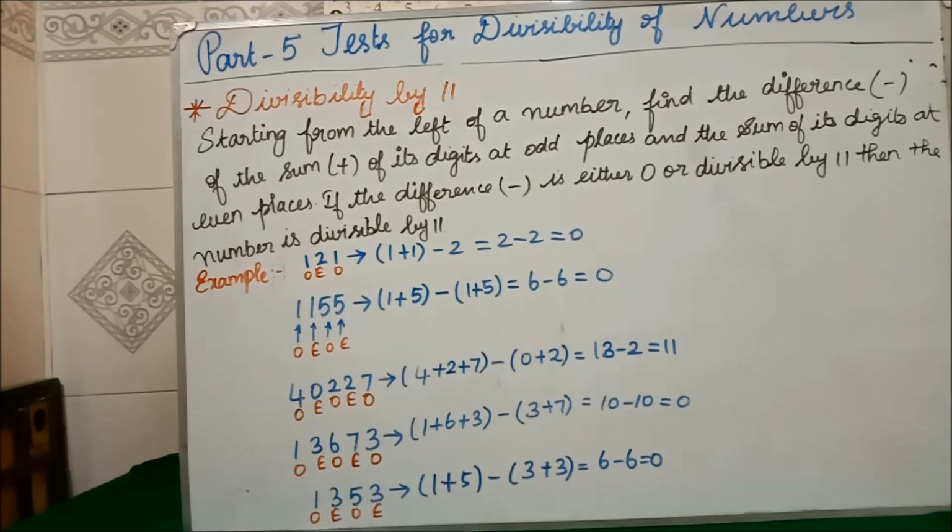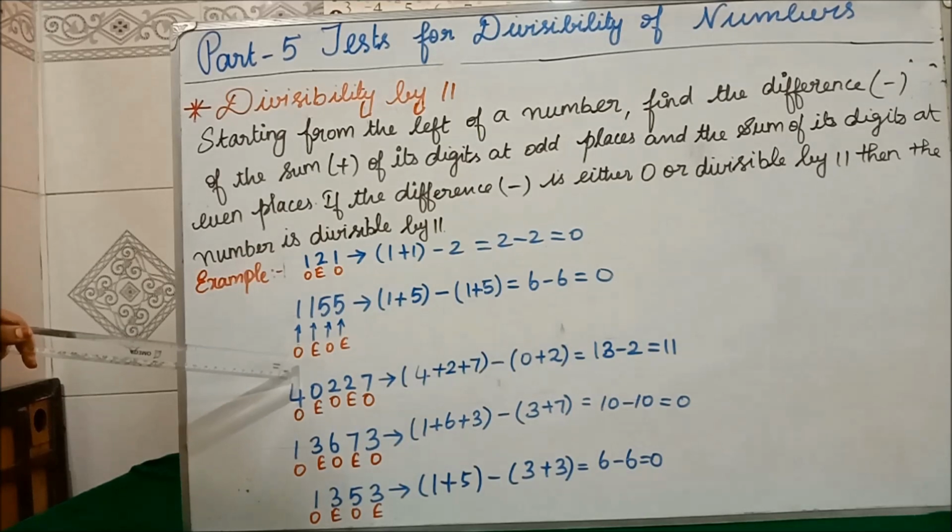Clear? Don't think that even number means 2, 4. Don't see that. You have to see here. Wherever you have written O means odd. Wherever you have written O, add that first. Put minus. Then wherever you have written E, that number you have to add. Clear all of you?